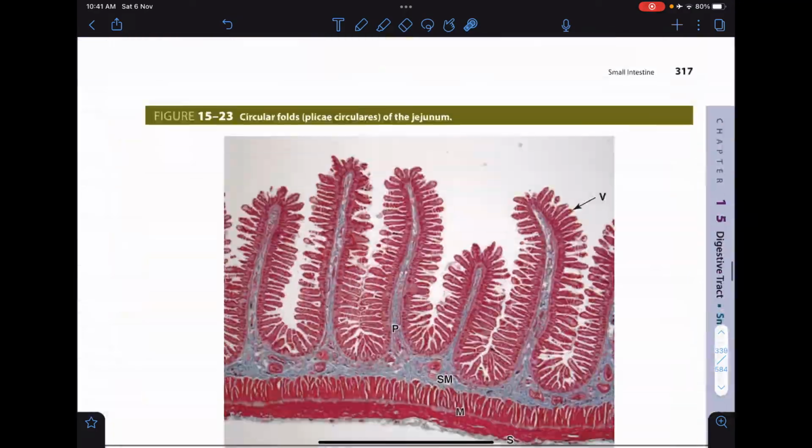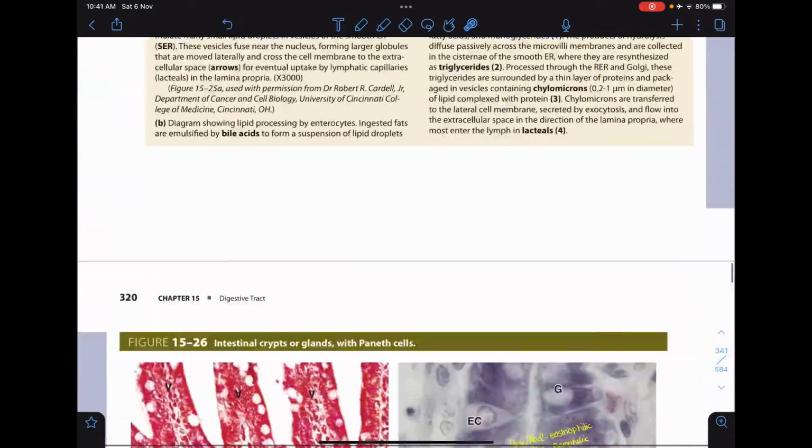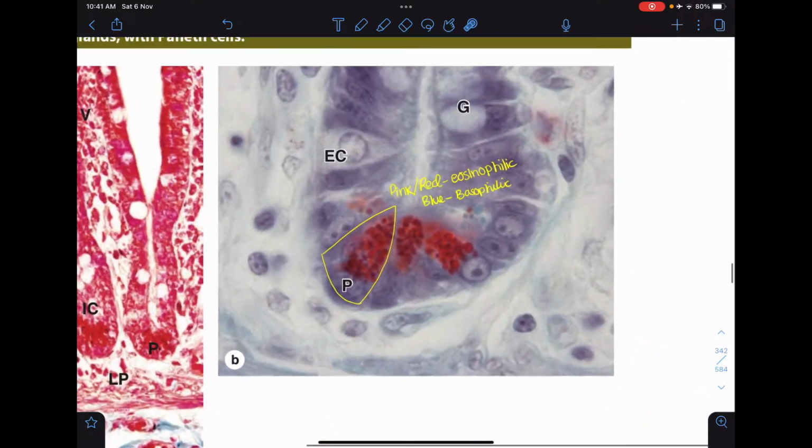We have here an image, I believe, of the Paneth cells. This is the Paneth cell. It is pyramidal in shape. As you can see, here we have the eosinophilic part and the basophilic part. The eosinophilic part stains red or pink and the basophilic part stains blue.